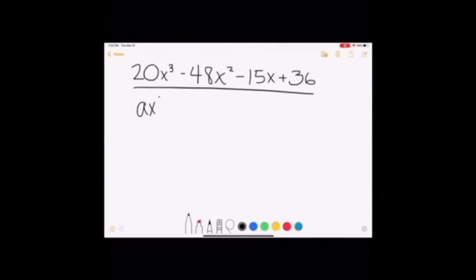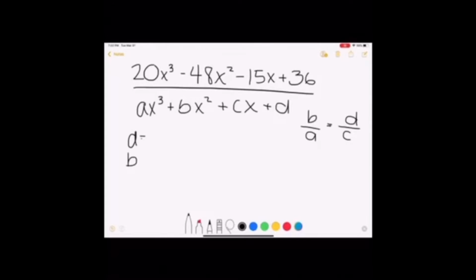This form is going to be ax cubed plus bx squared plus cx plus d. Now we're going to check and see if this can be factored by grouping polynomials. A way to do that is to check and see if b divided by a is equal to d divided by c. This is why we wrote this general equation for our equation.